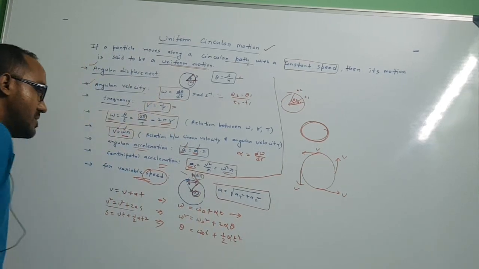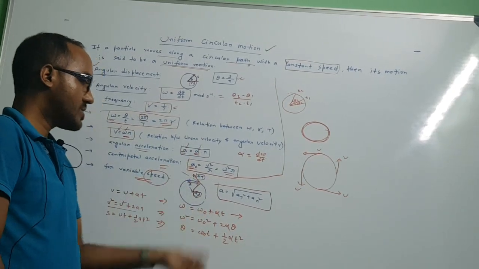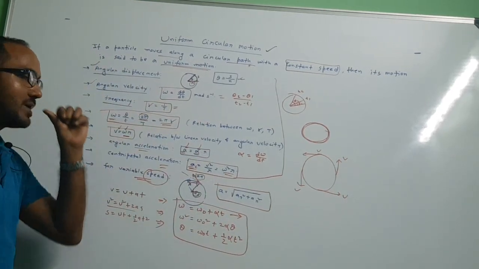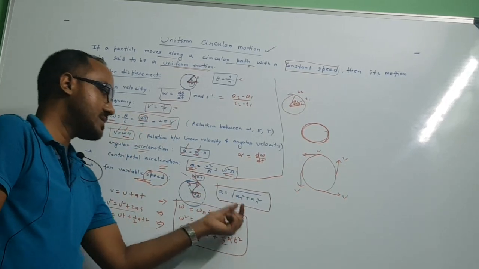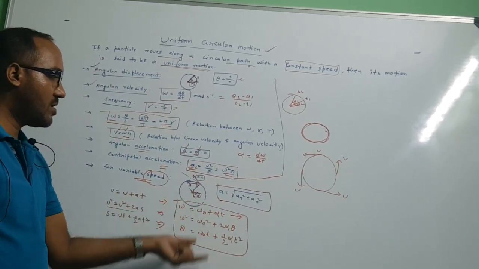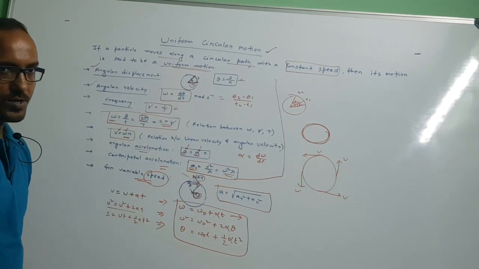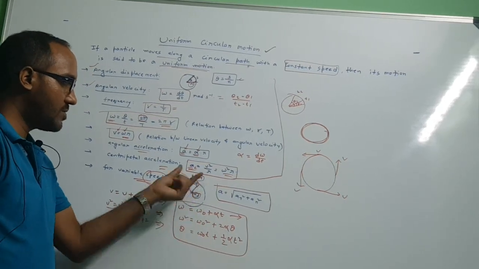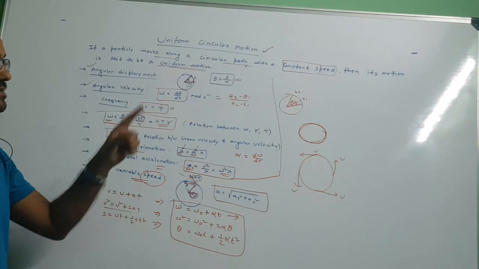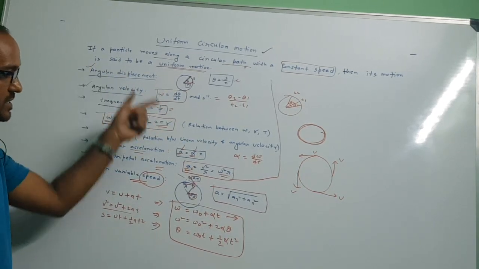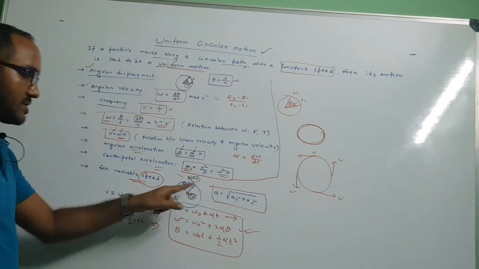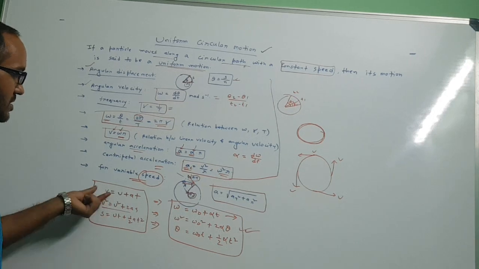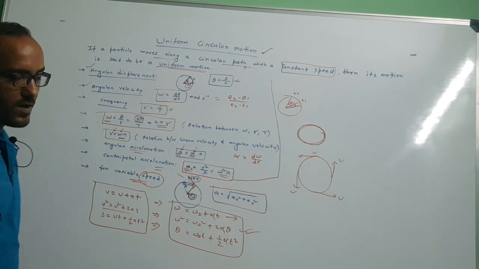So remember, these equations are for uniform circular motion, that means speed should be constant throughout the motion. If the speed is constant, only then the angular acceleration is constant. So only for uniform circular motion, that means speed is constant throughout the motion, can you apply these equations as we have applied for linear motion, right? These equations are equivalent to circular motion.